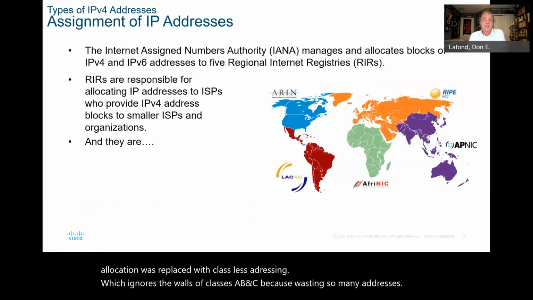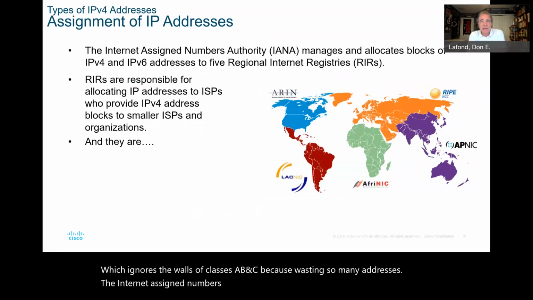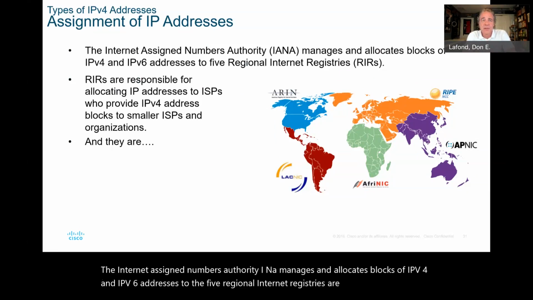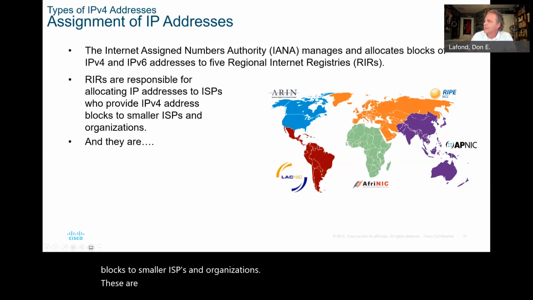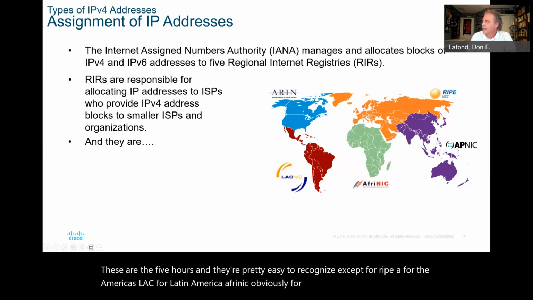The Internet Assigned Numbers Authority, IANA, manages and allocates blocks of IPv4 and IPv6 addresses to the 5 regional Internet registries, RIRs. Now, RIRs are responsible for allocating IP addresses to ISPs who then provide the IPv4 address blocks to smaller ISPs and organizations. These are the 5 RIRs, and they're pretty easy to recognize, except for RIPE. ARIN for the Americas, LACNIC for Latin America, AFRINIC obviously for Africa, APNIC for the Asia Pacific region.